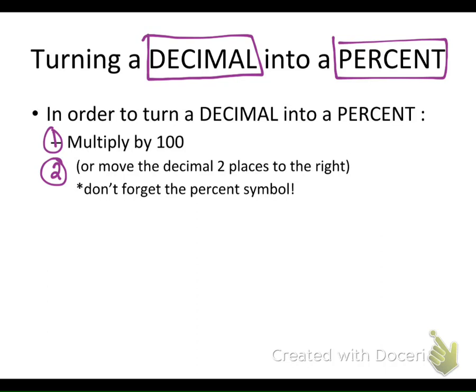Now, if I'm changing a decimal to a percent, what should be on the end of my answer? A percent sign. Do not use the percent button on your calculator. It's not used for that, okay? So don't use the percent button on your calculator. Okay, do we all have this down?